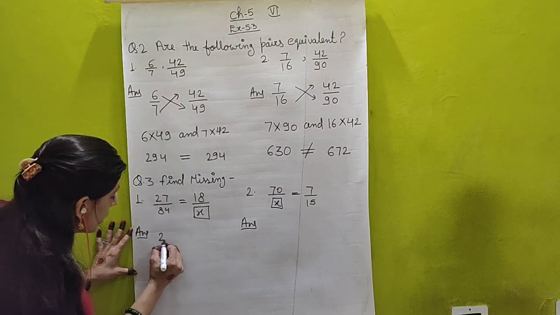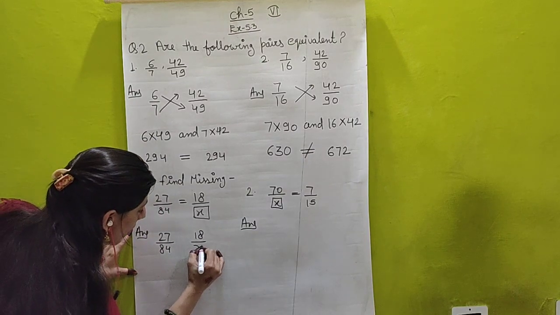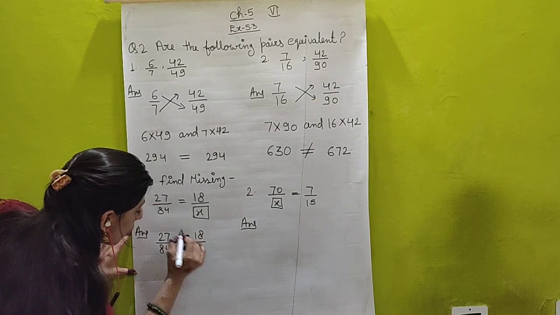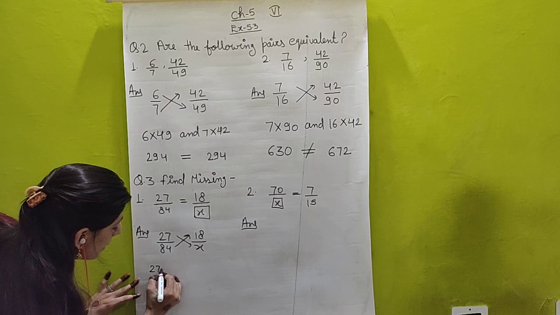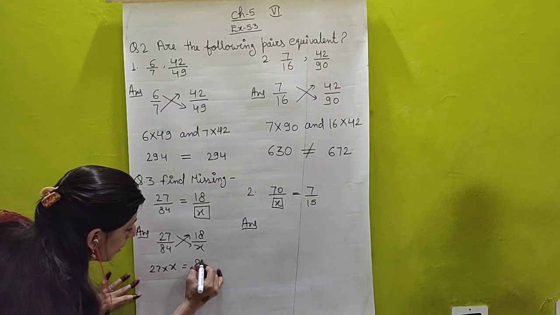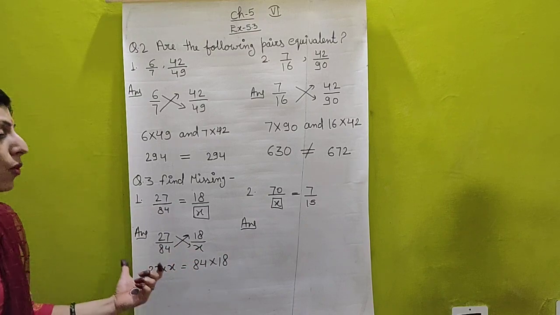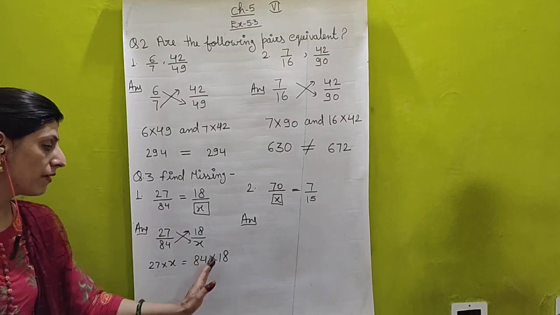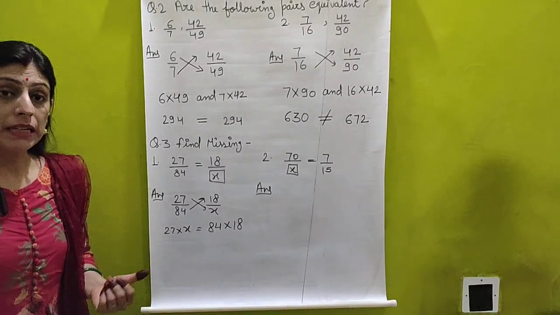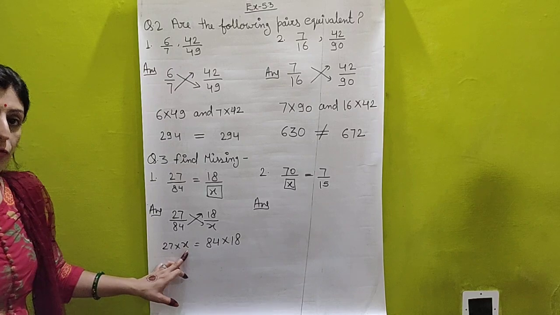Now here, students, 27 upon 84 and 18 upon x, I will use again the cross multiply method. Now 27 multiply by x and 84 multiply by 18. Now students, no need to do multiplication here, because if you multiply 84 with 18, you will get a bigger number. So we are to find the value of x.